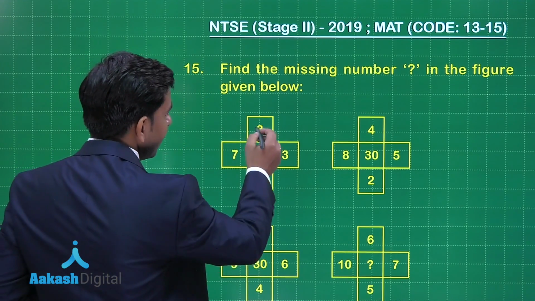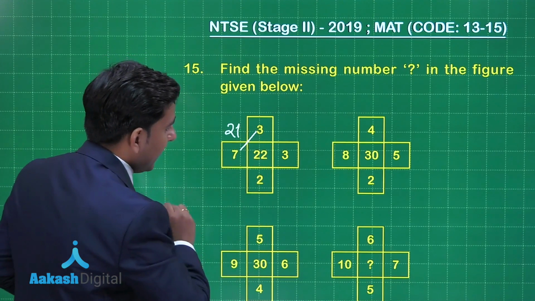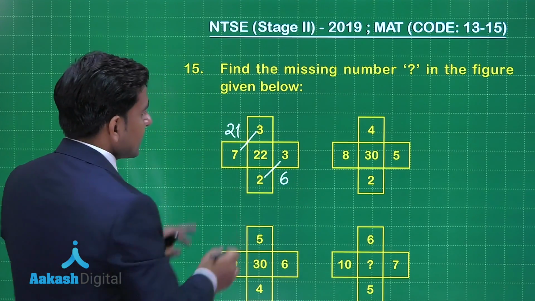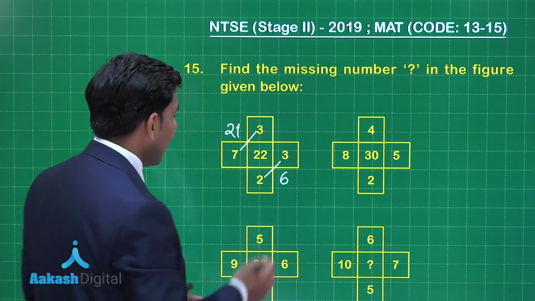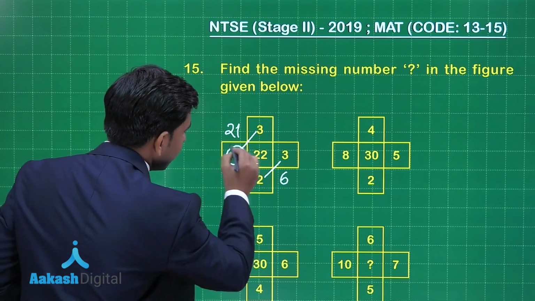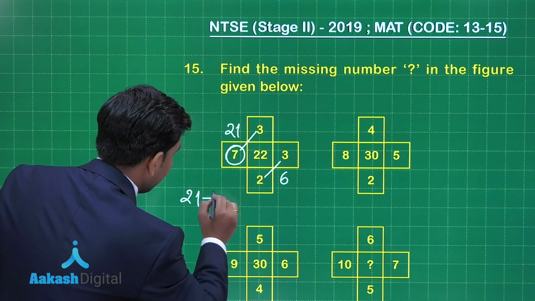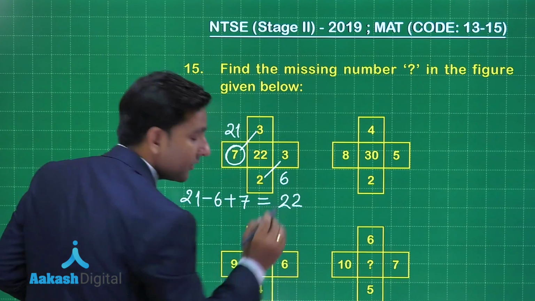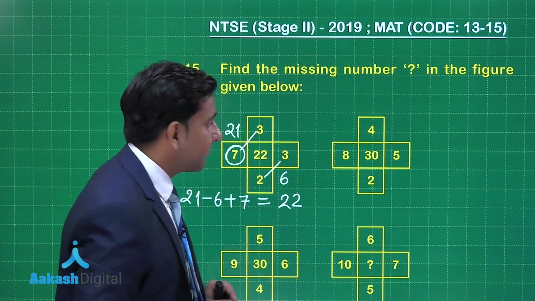When we multiply 7 and 3, what are we obtaining here? 21. And the product of 3 and 2, we are getting 6. So the difference of 21 and 6 is 15. And then we have to add this number 7. That means you can write 21 minus 6 plus 7. Then we are obtaining this number 22. Now let's apply this pattern for the second figure.